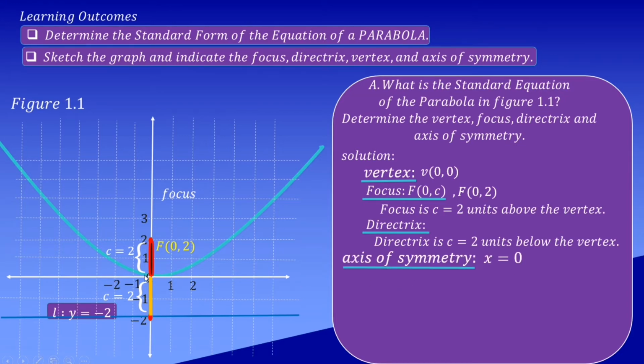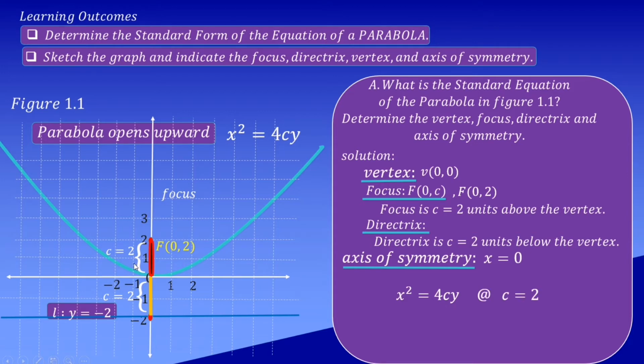And we have also the axis of symmetry, that is x = 0, the y-axis, and the line divides the parabola into two parts. So the parabola opens upward, so we're going to use the equation x squared = 4cy. So we have to find the value of c in order to get the standard equation of the parabola, but the c here is equal to 2. So let's substitute the value of c in our equation. It becomes x squared = 8y. Yan ang ating standard equation.